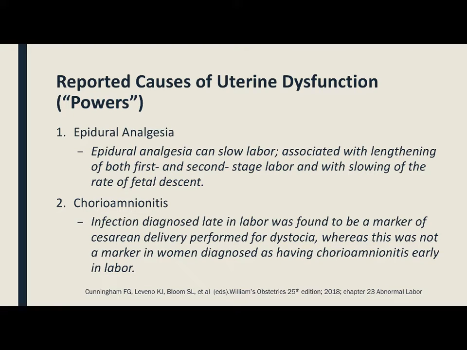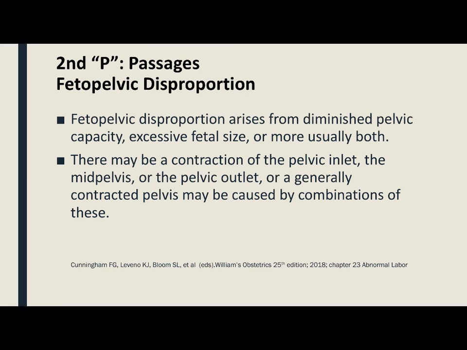Infection in the form of chorioamnionitis can also slow down labor. An infection diagnosed late in labor was found to be a marker of cesarean delivery performed for dystocia, whereas this was not a marker in women diagnosed as having chorioamnionitis early in labor.